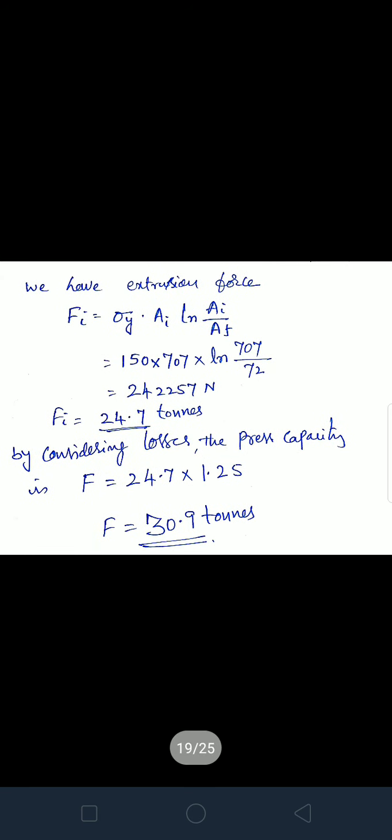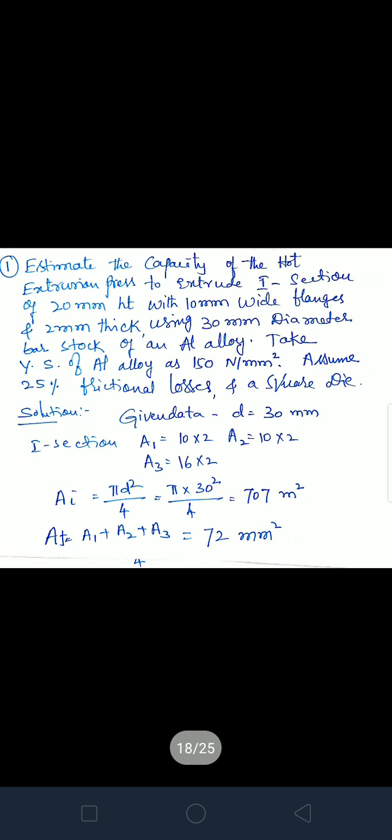So in this problem, note down the given data. D is given as 30 mm, and the I section cross sections are given. Then area 1, area 2, and area 3: 10 by 2 for A1, 10 by 2 for A2, and 16 by 2 for A3, after reducing the thickness, 16 into 2.